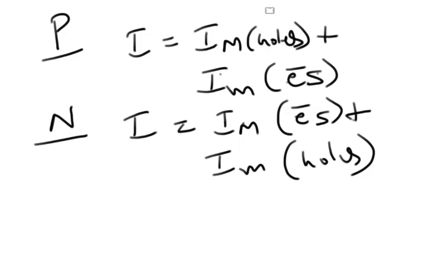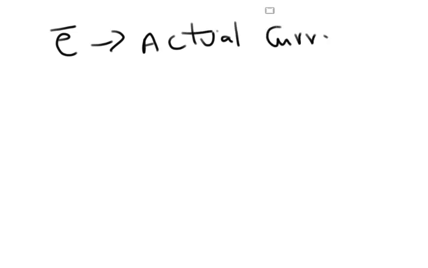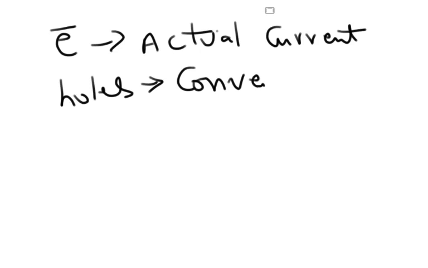The important point to note is that holes carrying current is an imaginary concept, while it is always electrons which carry charge and hence the actual current. Thus, current carried by electrons is called the actual current, while current carried by holes is the conventional current.